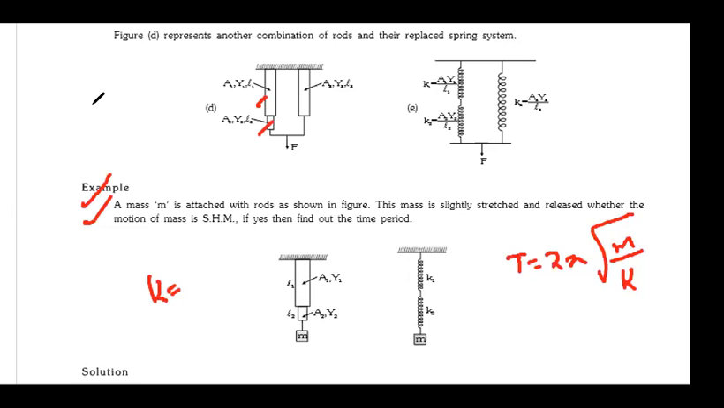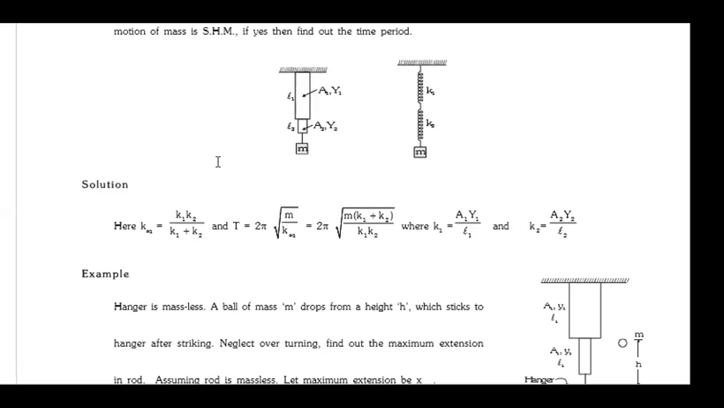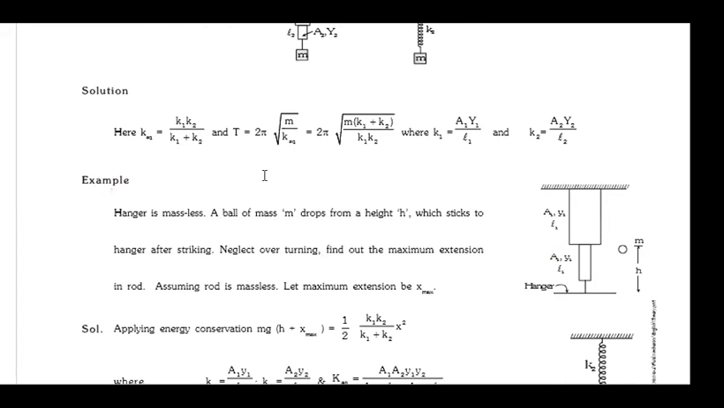Now, we know that F is equal to kx. If you compare this with F is equal to YA by L into x, then k is YA by L. So find K1, K2 from Y1, A1, L1, Y2, A2, L2. Then you can find K equivalent, just put it in and you will get the answer. Easy? Everyone got this? So this is the relationship. These kinds of problems you can find.